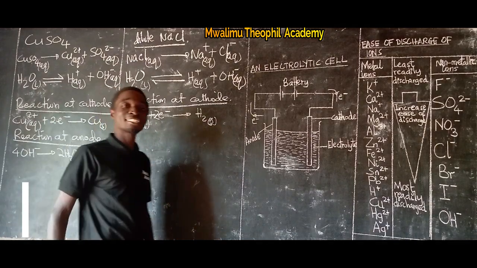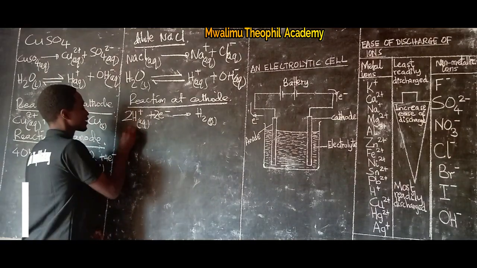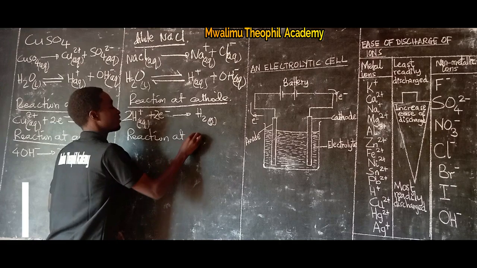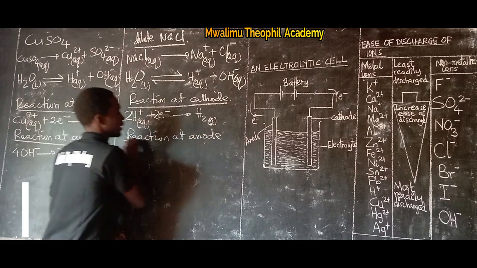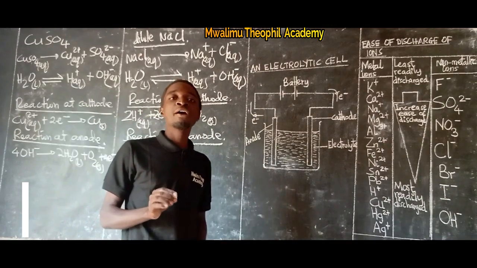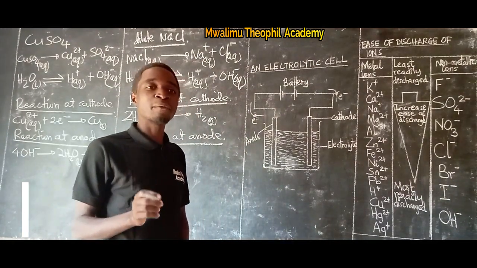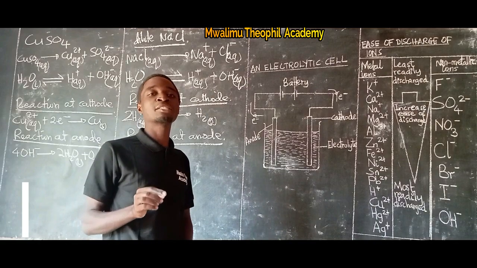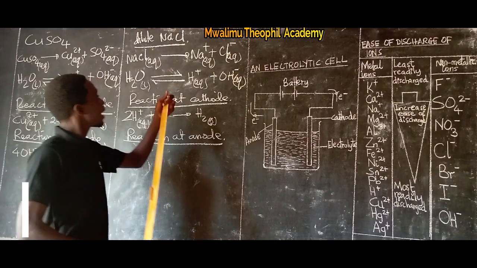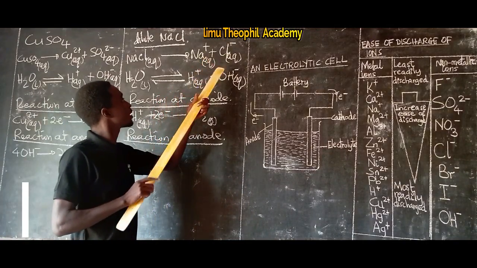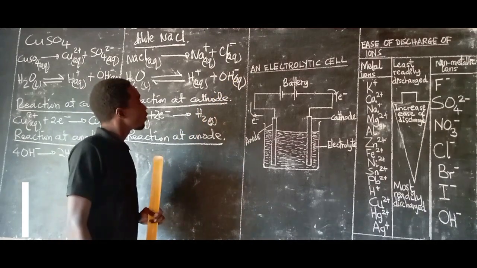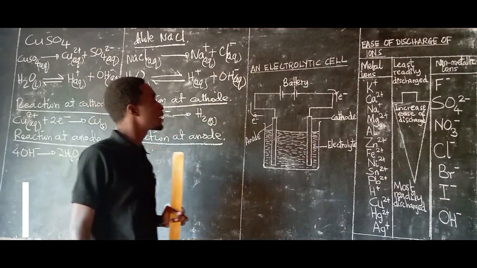Let us see the reaction at anode. The reaction at anode will involve the migration of negatively charged ions, I mean the anions. Now, which anions do we have? We have two kinds of anions, chloride ion and hydroxyl ion. Now, which one of the two will be discharged?